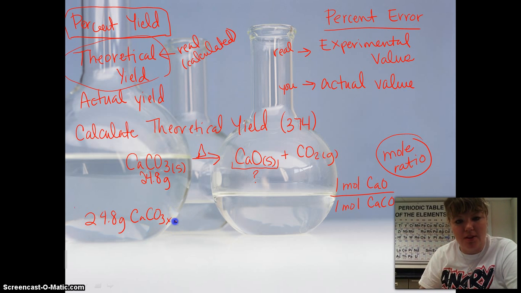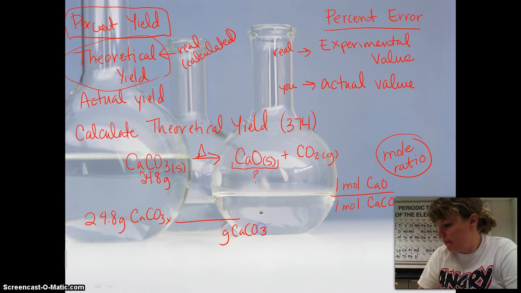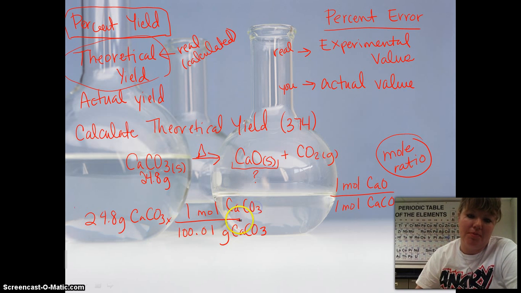Make sure you're labeling. Okay. Put grams on bottom of CaCO3. The book tells us that it's around 100.01 grams, and that's in 1 mole of CaCO3. Now we're going to use a mole ratio. Let me erase this line here. This thing's in my way.